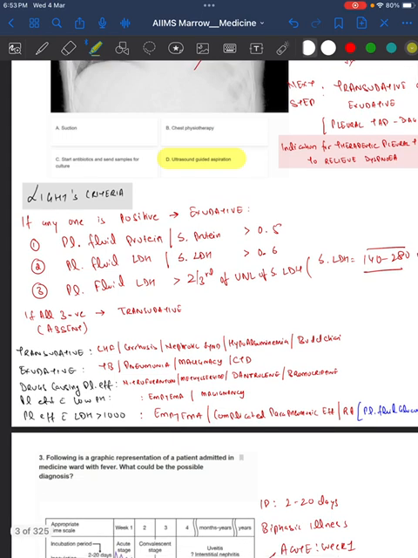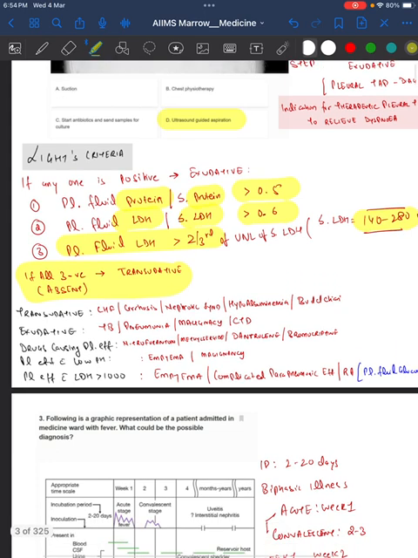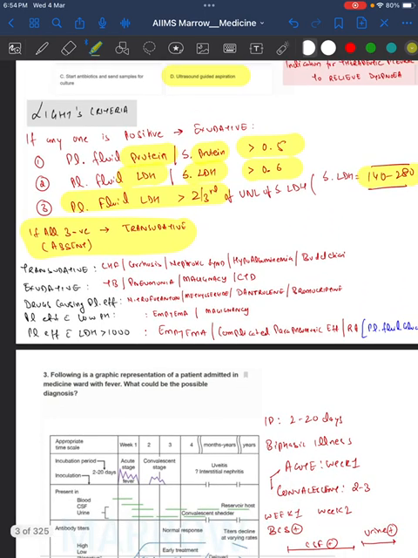So there are three important markers we see. If any of them is positive, then it is exudative pleural effusion. But if all three are negative, all three must be negative to call it transudative. The three markers are the ratio of pleural fluid protein to serum protein, if it is more than 0.5, pleural fluid LDH to serum LDH more than 0.6, and pleural fluid LDH more than 2/3 the upper limit of serum LDH, where serum LDH is usually 140 to 280. So protein by protein ratio, LDH by LDH ratio. Another is that pleural fluid LDH should be more than 2/3 of the upper limit. So if any of them is positive, it is exudative.